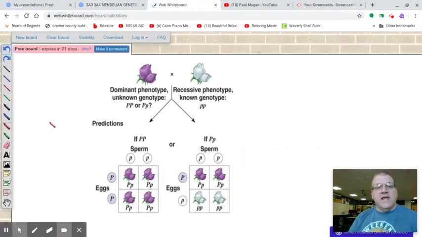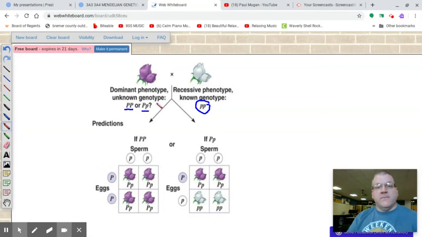So what we're saying here is that this dominant phenotype could be either homozygous dominant or it could be heterozygous. And by looking at it, we can't tell which it is. But we know immediately that the recessive phenotype has to be homozygous recessive. It can be no other way.